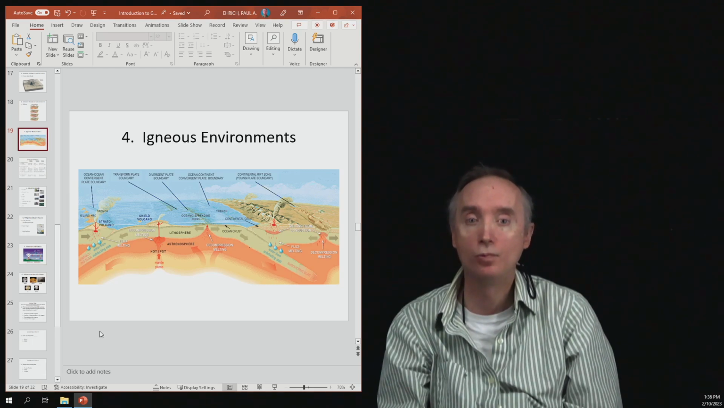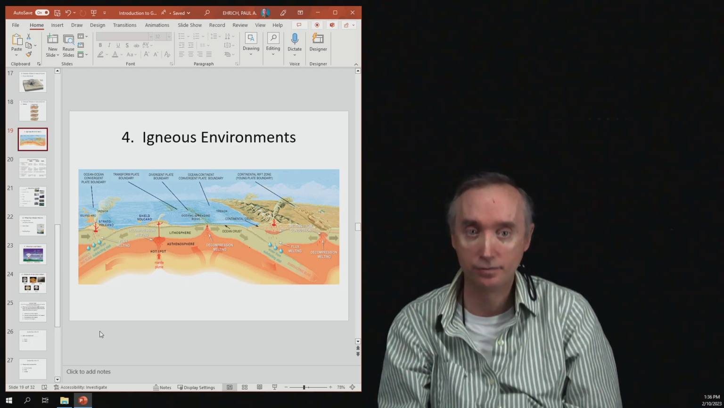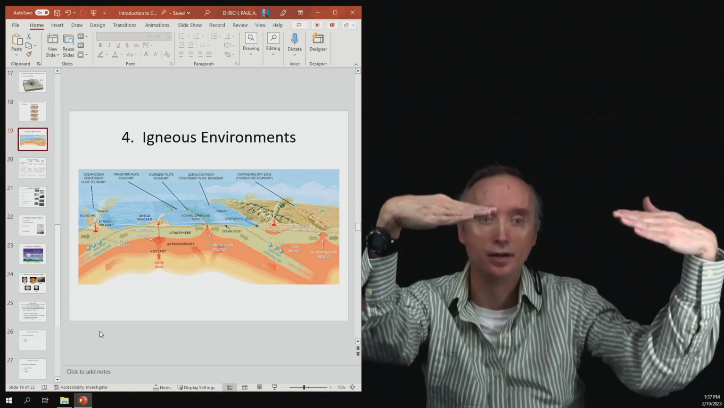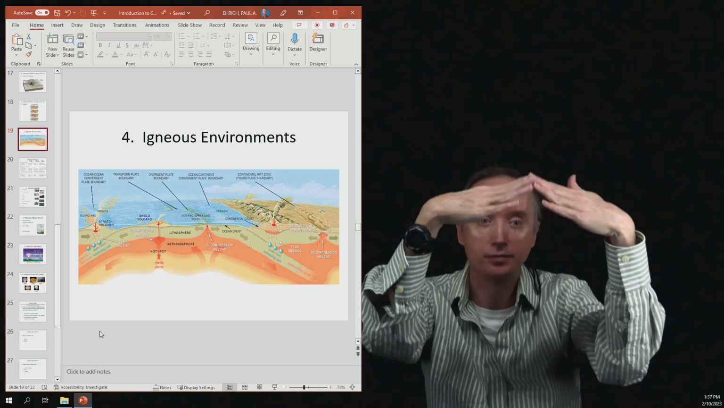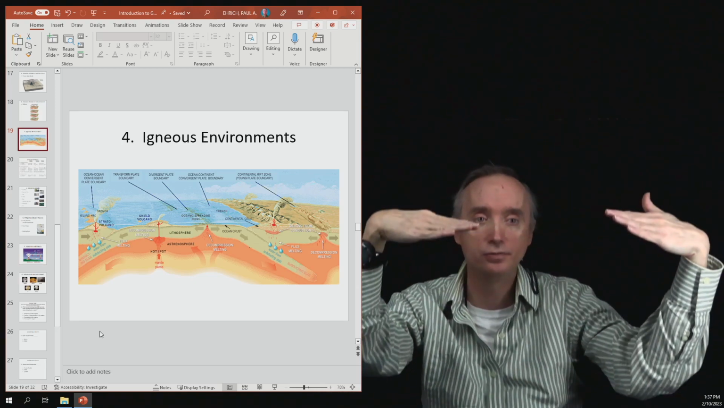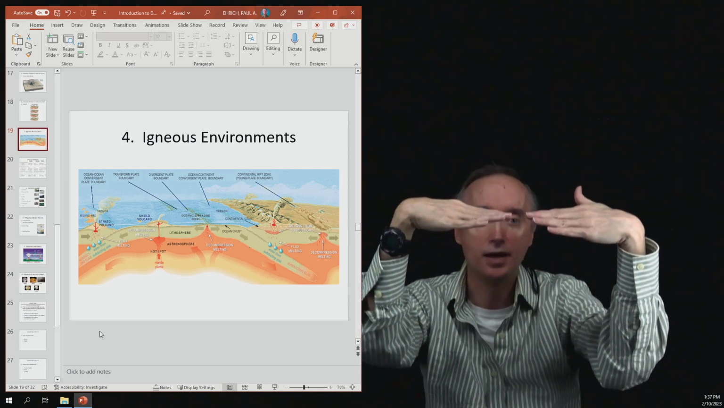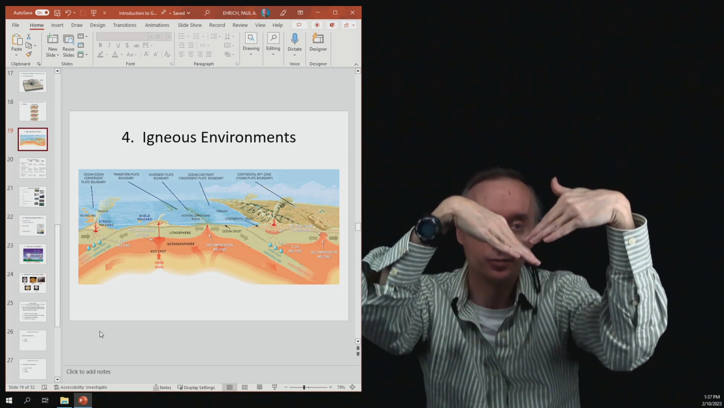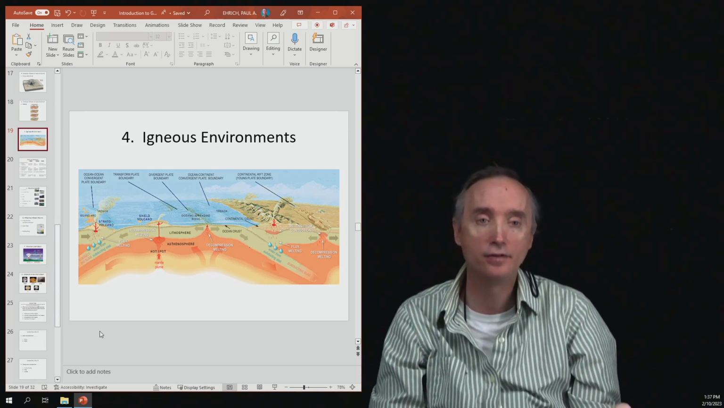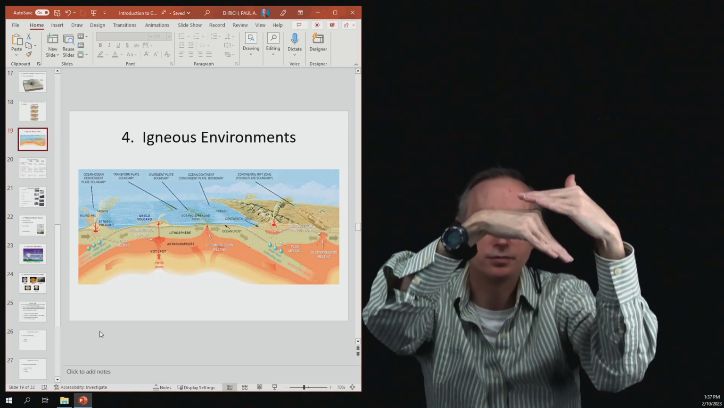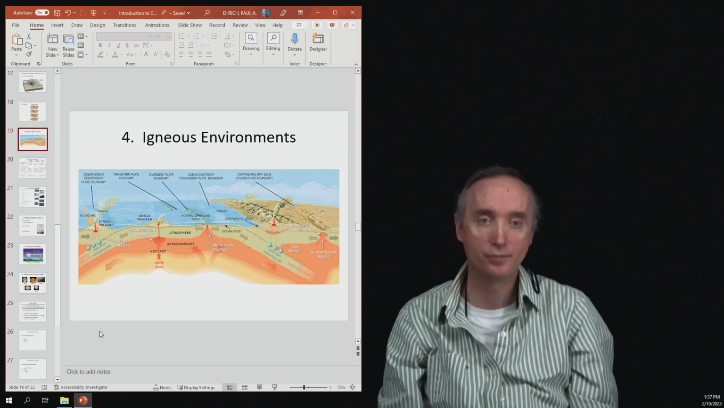Okay, what about where the plates collide? There were multiple ways that the plates could collide. You could have a continent colliding with a continent, and then you push up your mountains. You could have an ocean colliding with an ocean, and then one of the ocean plates will go underneath the other ocean plate. Or you could have an ocean colliding with a continent, and then it goes underneath. So let's discuss these three.